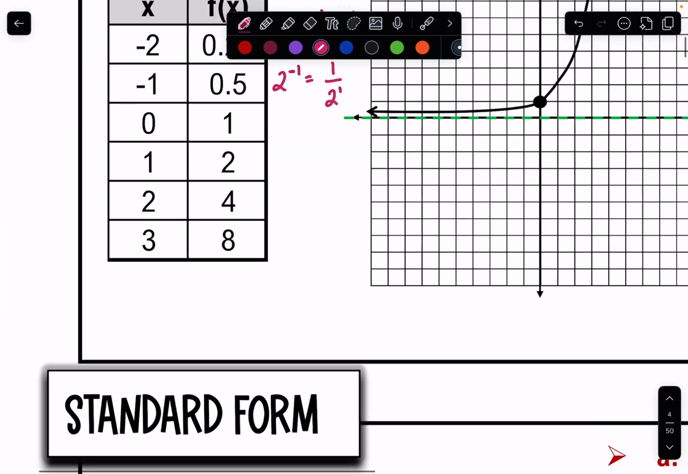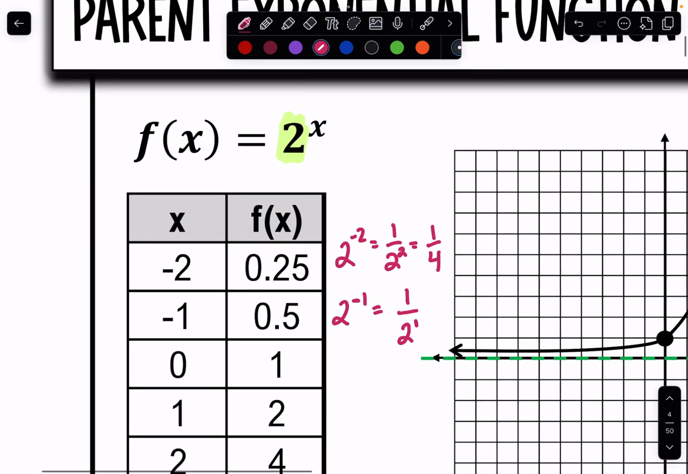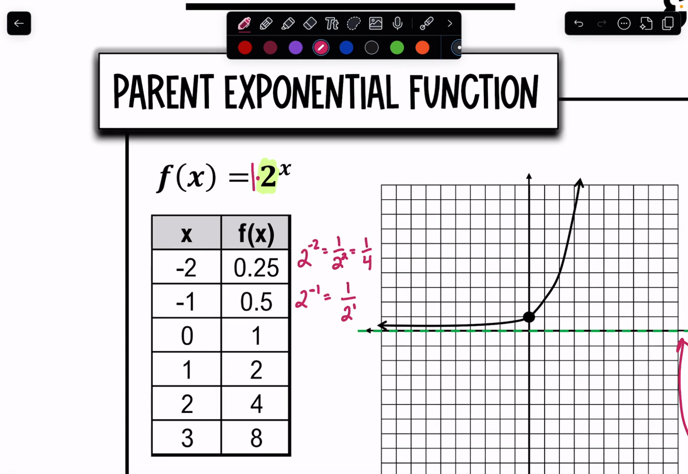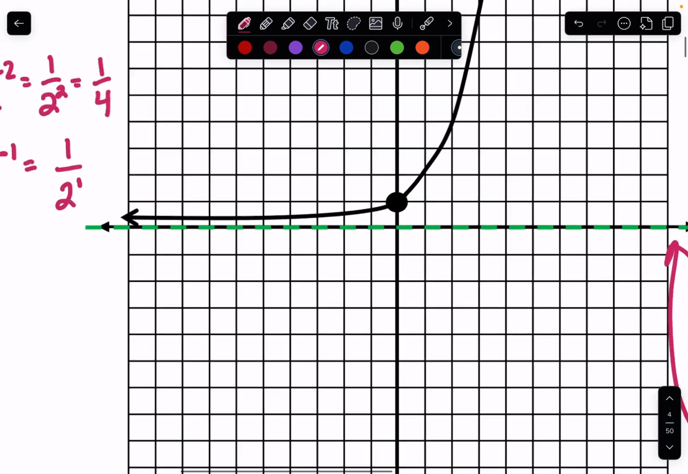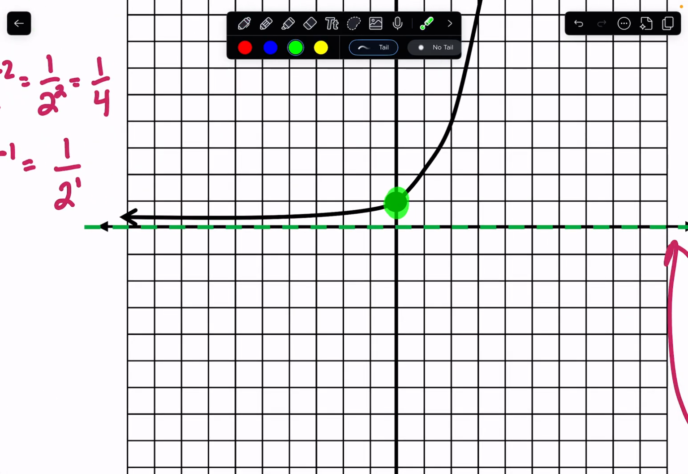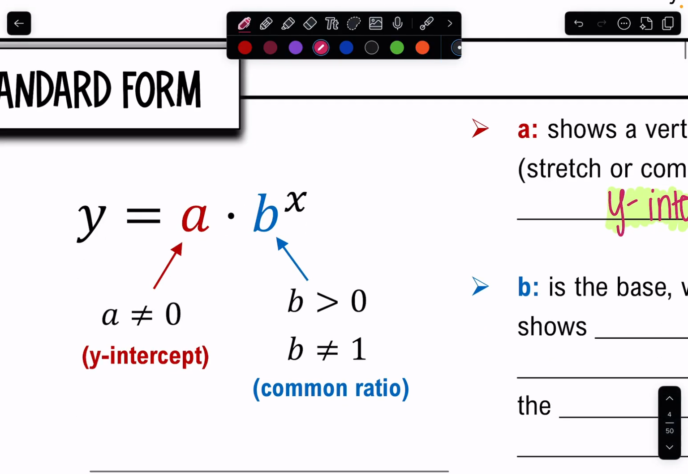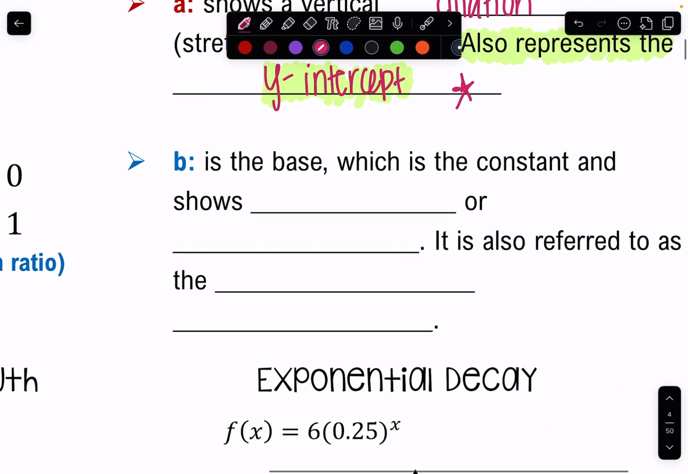And so if we want to even look back at my parent function, there is no A. It's really just an invisible 1, right? 1 times 2 is still just 2. So my base there was 2, meaning the A value was 1, which is why we see 1 as my intercept, okay? B is the base, okay?